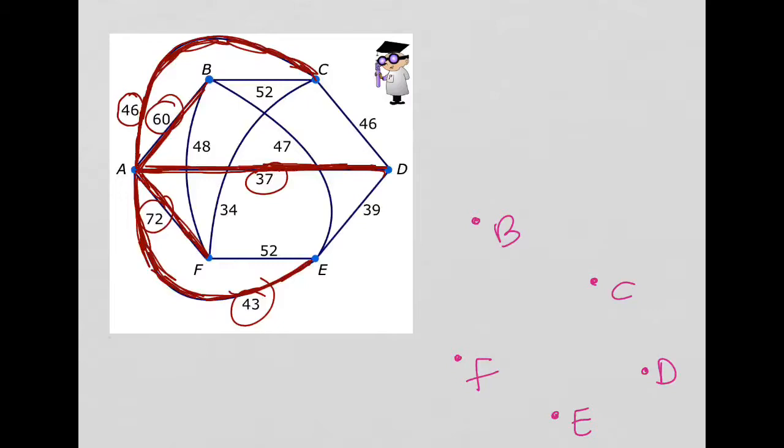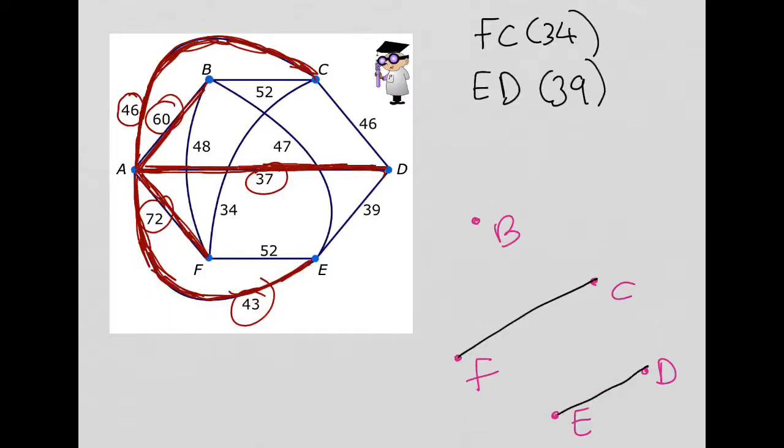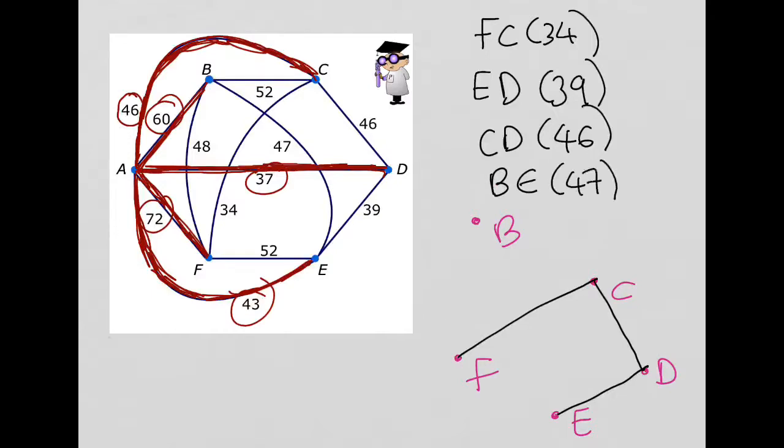So I'm going to start off with the shortest route, which is F to C, which has a weight of 34. After that, I can see E to D, which is 39. C to D is 46. And B to E is 47. That actually gives us a minimum spanning tree. And the total weight of that is 166.